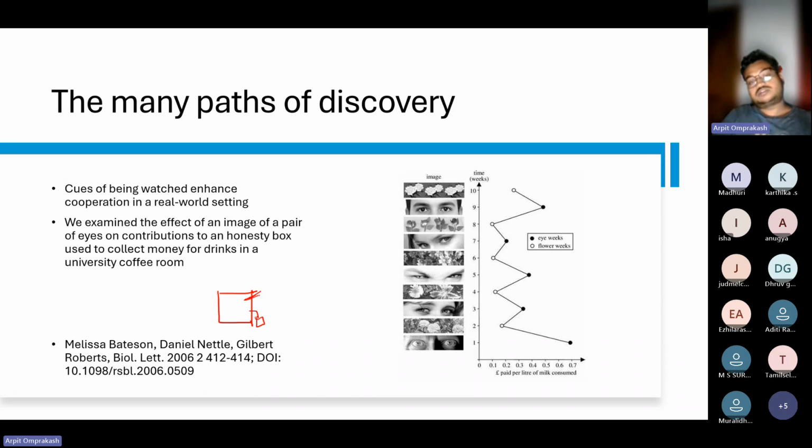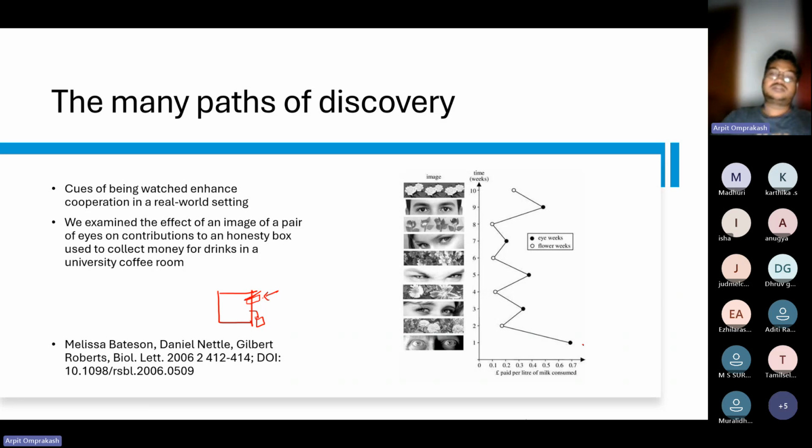So what they do is they put a random photo there. Either it's a flower or something, or it's a pair of eyes. And they see that whenever they put these eyes, they get more money from people. So people are more honest when they feel like someone is watching them, even if there's no one and just a plain pair of eyes stuck somewhere nearby. And if the eyes are angry, they tend to pay more.